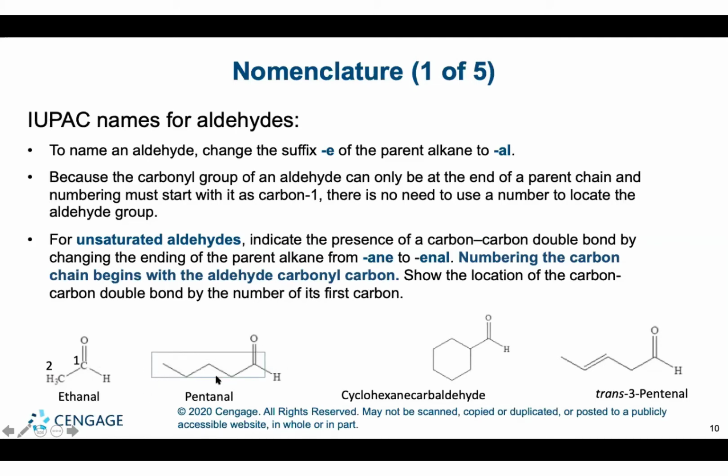So we find the longest chain. We know it's an aldehyde, right? CHO. One side of the carbonyl is attached to hydrogen. Longest chain of carbon. We start numbering from which side, guys? From the carbon of the carbonyl, right? 1, 2, 3, 4, and 5. It's 5 carbons. It's going to be pentanal.